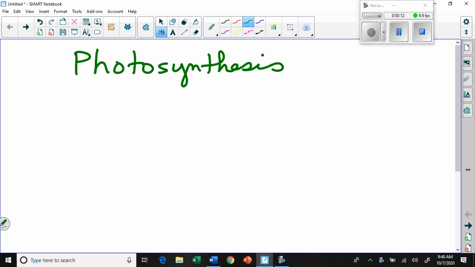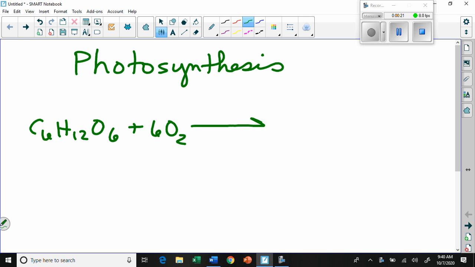So you should understand that C6H12O6 plus 6O2 runs this way to produce carbon dioxide and water, 6 of each. This is the old equation you learned back in grade 9, 10, and maybe 11. But we also know that this equation can also run backwards this way.